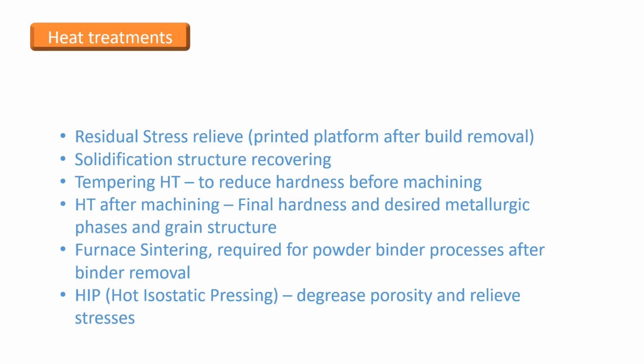Furnace sintering, required for powder binder processes after binder removal. It can result in a lot of shrinkage and drift in geometry. This must be compensated for upstream at the design stage. Hot isostatic pressing, HIP, often used by powder processes after part separation to decrease porosity and further relieve stresses.